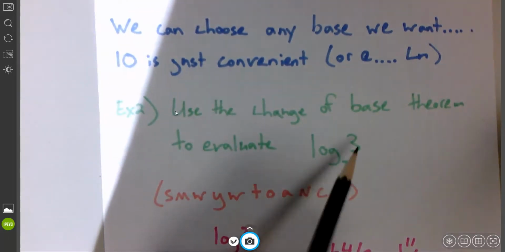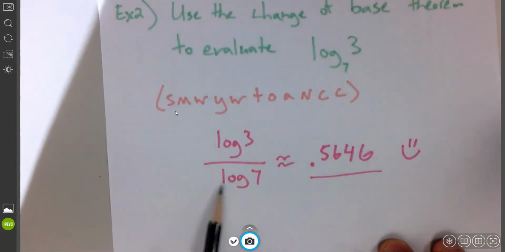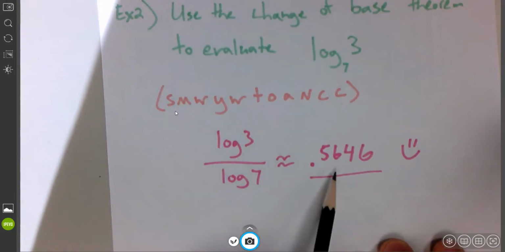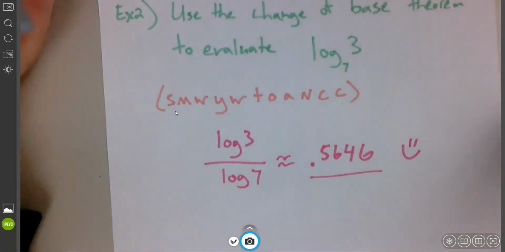We can rewrite log base 7 of 3 as the log of 3 over the log of 7, log base 10. I can jam that in my calculator. It gives me about 0.5646. Okay? Change of base theorem. We have this thing locked down.